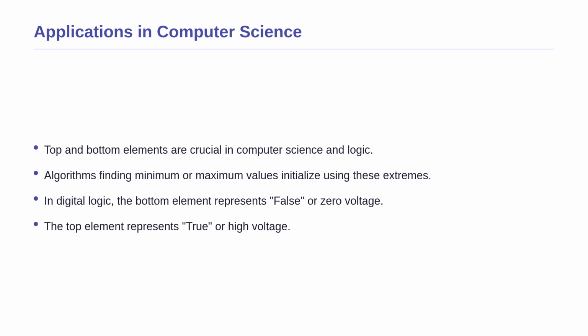This brings us to why understanding top and bottom elements is incredibly important in the real world, particularly in computer science and logic. When you write an algorithm to find the maximum or minimum value in a list of data, you often have to initialize your starting variables using the absolute top or bottom elements of that data type. In digital logic and circuit design, the bottom element represents false or zero voltage, while the top element represents true or high voltage. Without these absolute boundaries, computers could not make reliable decisions.